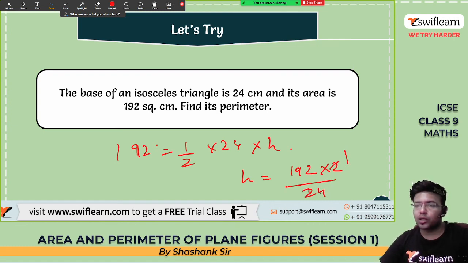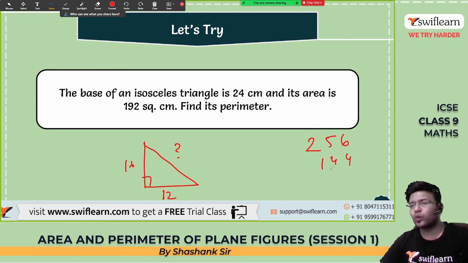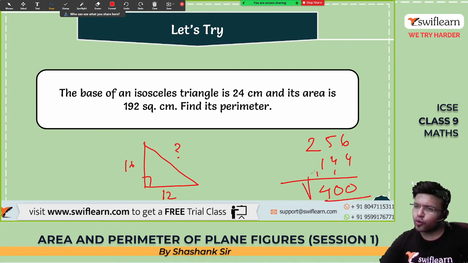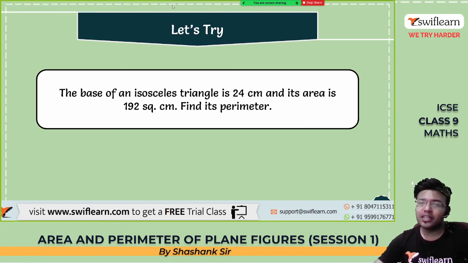So 2 ones are 2, 2 twelves are 24, 12 ones are 12, 12 sixes are 72. So the height h is 16 centimeter. Now if we take half of the base, which is 12 centimeter, can you find this other side using Pythagoras theorem? Yes, it is 16 square plus 12 square. 16 square is 256, 12 square is 144. Add them, we get 400. Square root of 400 is 20. So the other sides of the triangle are 20 and the base is 24. So 20 plus 20 plus 24, we get 64 centimeter.